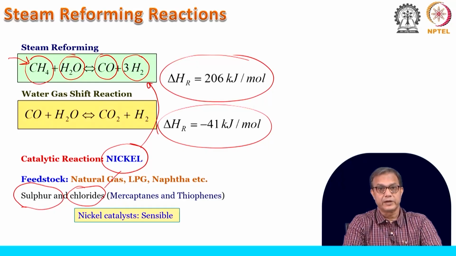These nickel catalysts are sensitive to sulfur and chlorides. We have to keep in mind that before we start this reaction, we must get rid of the sulfur and chloride in the feedstock. So, we need to clean this fluid of sulfur and chloride. Let us look into how it is done in the process diagram.